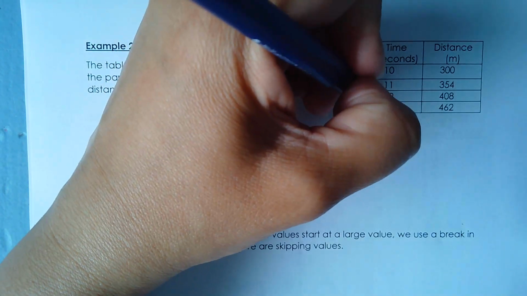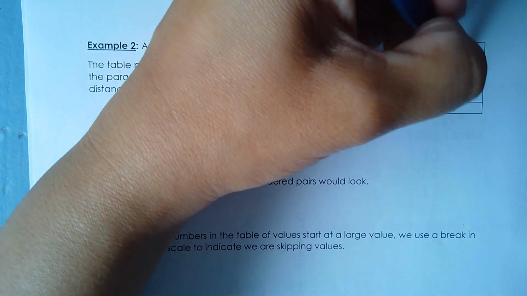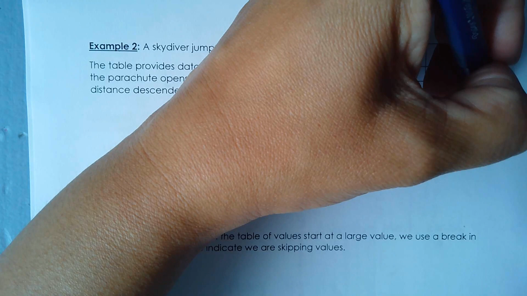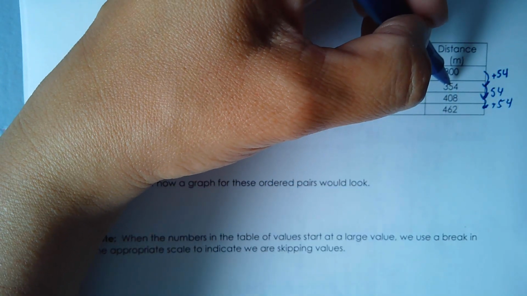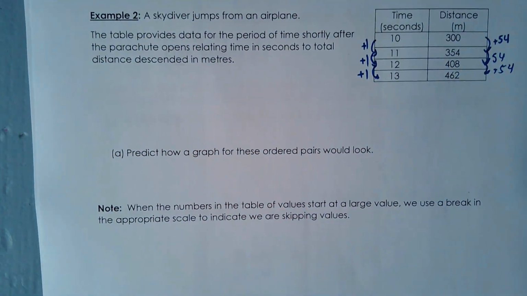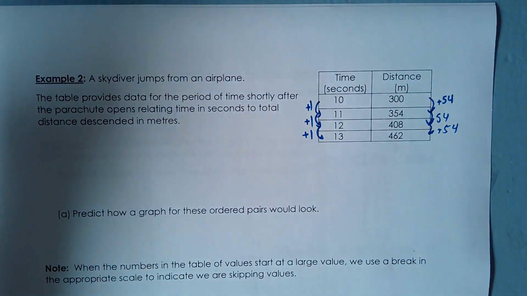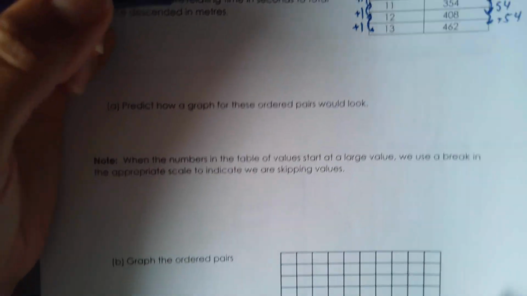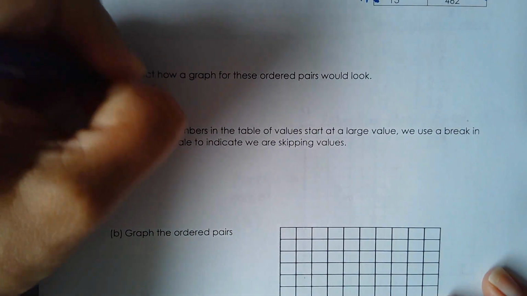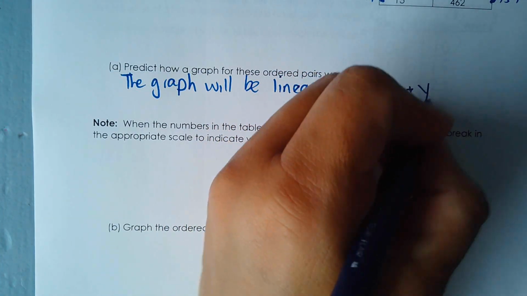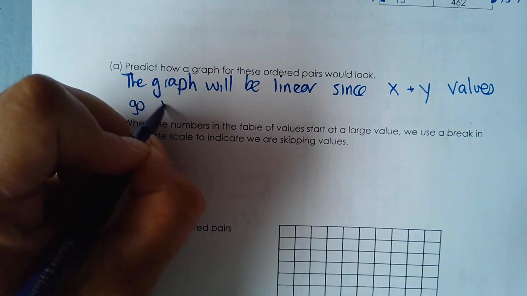we go up by 1 second. And for our distance here, 300 to 354, we're going up by 54. So the difference between the distance for each second is 54. So part A, predict how a graph for these ordered pairs would look. So we can say that the graph would be linear because our x values and our y values go up or down. In this case, they go up by the same amount. So the graph will be linear since x and y values go up by the same amount.